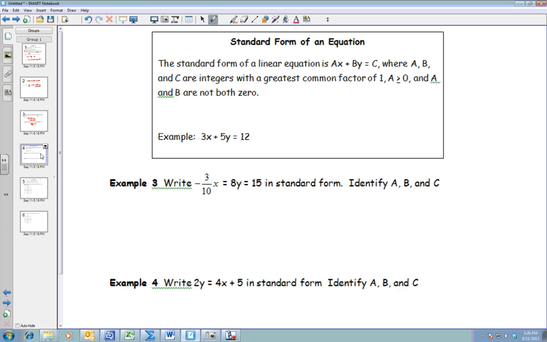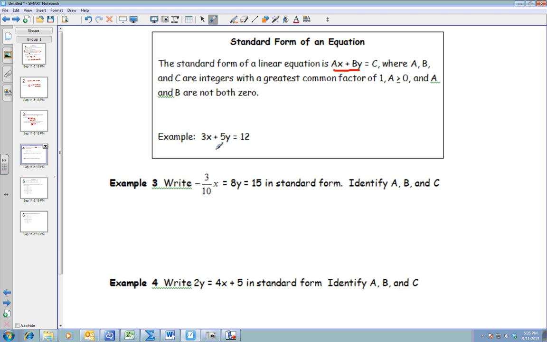Then they're going to show us what the standard form of an equation looks like. We have lots of different forms, and you probably remember some from Algebra 1. Slope-intercept form, point-slope form, and then we have standard form. Standard form of a linear equation always has your x's and y's on the left side and a number without your x or y on the other side. A, B, and C, those just stand for integers or numbers with the greatest common factor of 1. I'll show you what that means. And A and B are not both 0.